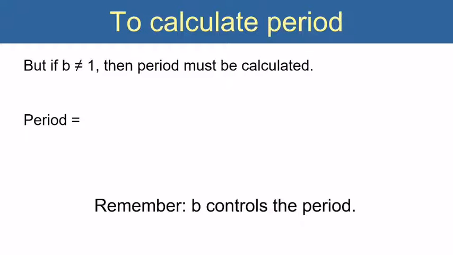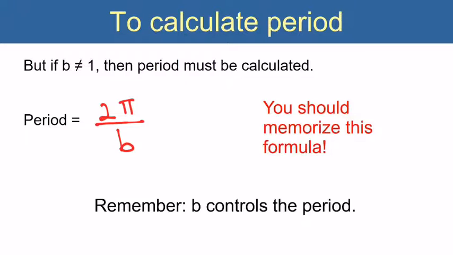But a lot of times b is not equal to 1. And if b is not equal to 1, you have to calculate the period. Now the formula I'm about to give you does work when b is equal to 1. It's just that you shouldn't need it because you already know that if b is 1, period is 2 pi. But if b is not 1, we'll need to calculate the period. So period equals 2 pi over b.